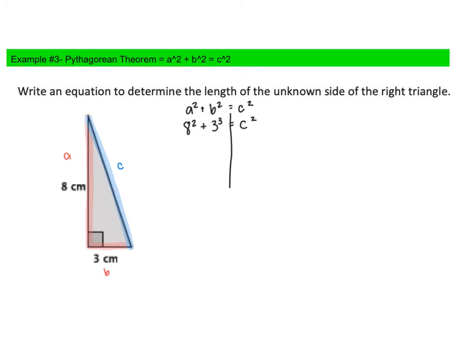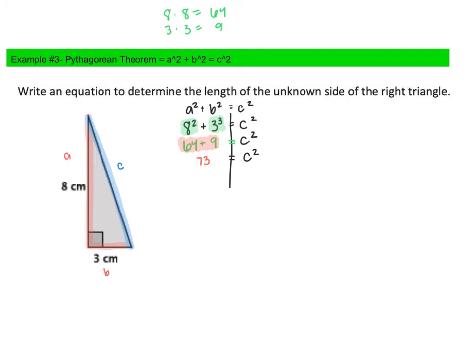First step is to do our exponents. So 8 squared is the same as saying 8 times 8, and that is 64. And 3 squared is the same as saying 3 times 3, which is 9. So this becomes 64 plus 9 equals c squared. Okay? From there, I'm just going to add up 64 and 9, simplify this a little bit more. 64 plus 9 is 73. This becomes 73 equals c squared.